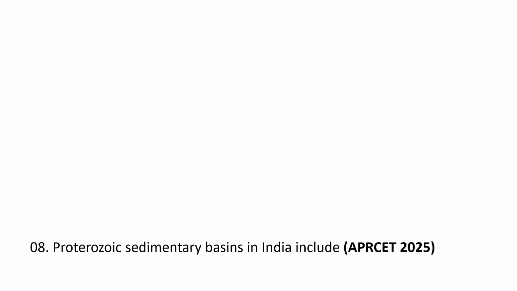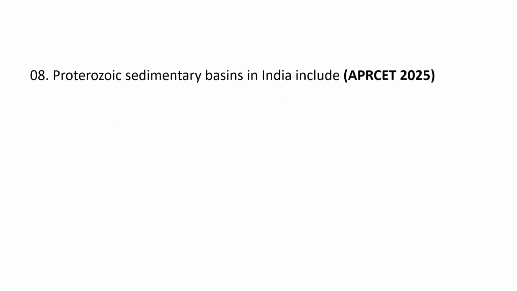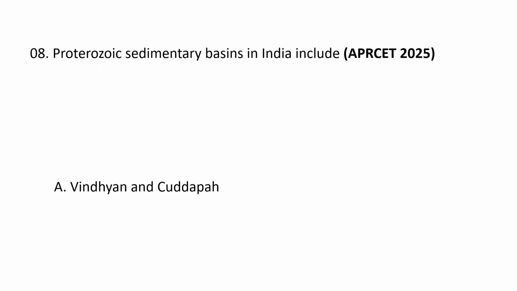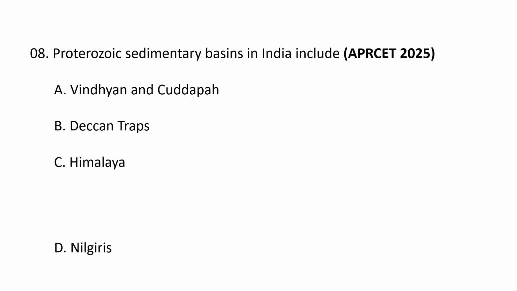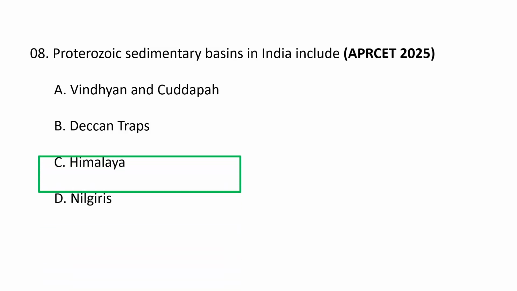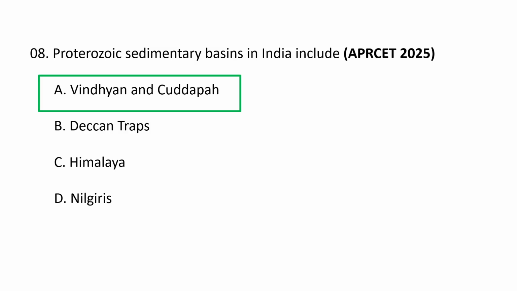Next question. Proterozoic sedimentary basins in India include A. Vindhyan and Kadapa, B. Deccan Traps, C. Himalaya, and D. Nilgiris. Proterozoic sedimentary basins in India include Vindhyan and Kadapa. They include the Vindhyan, Kadapa, Kaladgi, Bhima, and Pranhita Godavari basins, which are also known as the Purana basins. Other significant basins are the Chhattisgarh, Khariar, and Indravati basins.